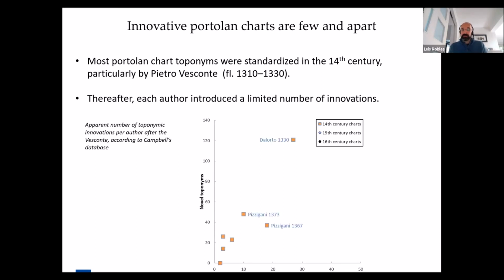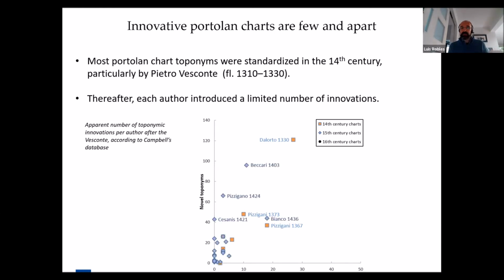So I have plotted first charts from the 14th century. The vertical axis shows the number of novel toponyms, and the horizontal axis, it's the first reds. So it means the charts that are top and right are very innovative, and the charts that are close to the zero are very little innovative. You can see that in the 14th century, there were at least 3 quite innovative charts, mainly Dall'Orto, which is very close in time to Pietro Visconti. So it's still maybe what we could call the formative period of the standard toponym corpus for portolan charts. And then the innovation slows down a bit.